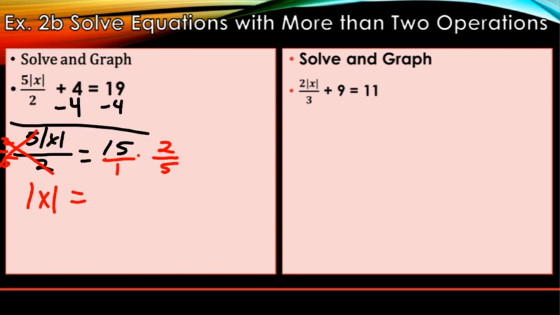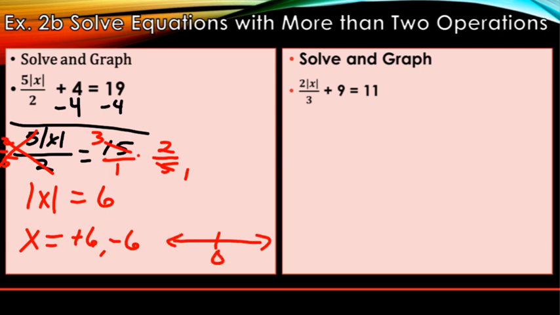And I can simplify. 5 divided by 5 is 1. 15 divided by 5 is 3. 3 times 2 is 6. So now the absolute value has to be 6 steps away from 0 in both directions. So I would say x equals a positive 6 and a negative 6. And then to graph it, I have 0 in the middle, 6 on the outside, negative 6 on the inside. Put my points down because it can only be a negative 6 and a positive 6.